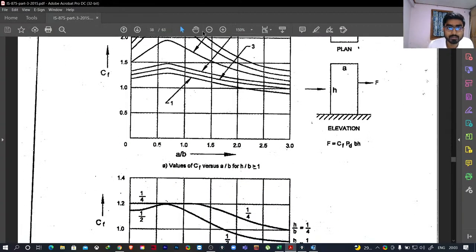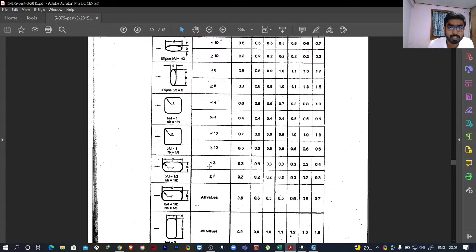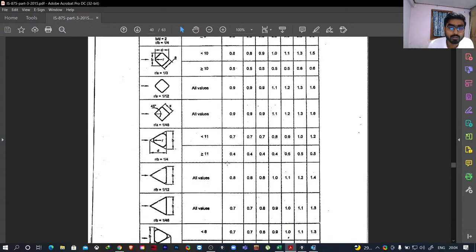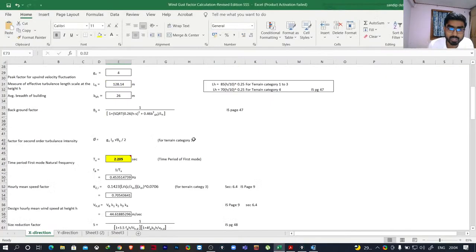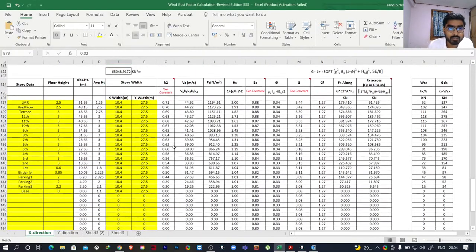Now let's see what are the things we are left with. The CF we have found out. The PD value we have found out. The frontal area we'll be finding out here. See the frontal area: here we have the average height and we have this width. So if the wind is coming from X direction, we'll consider the average height and this width along Y direction, just perpendicular to X direction, right? Then we will find out the frontal area of this flow. For this LMR, there will be nothing at the top, so it will be only half part.